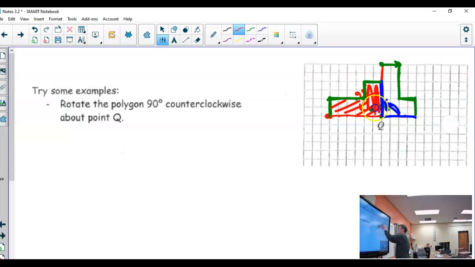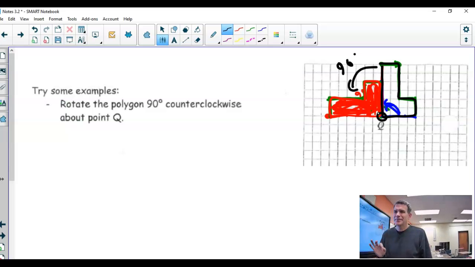But this red shape matches my original shape, and all I've done is rotate 90 degrees down around point Q. Now that might take a little bit of practice, but again, it's something you should have done last year, maybe. I'm not sure. Well, probably you should have.